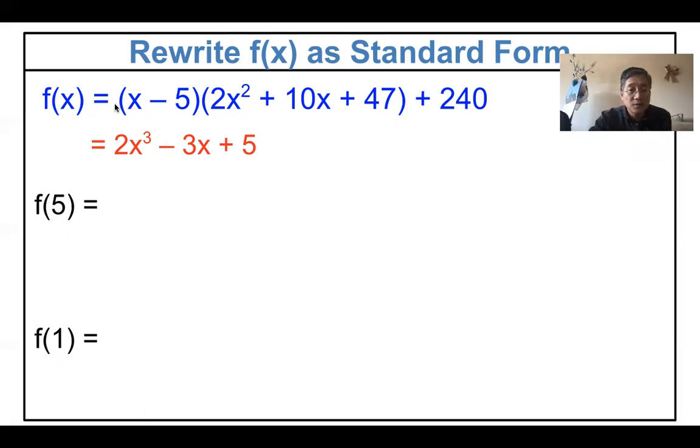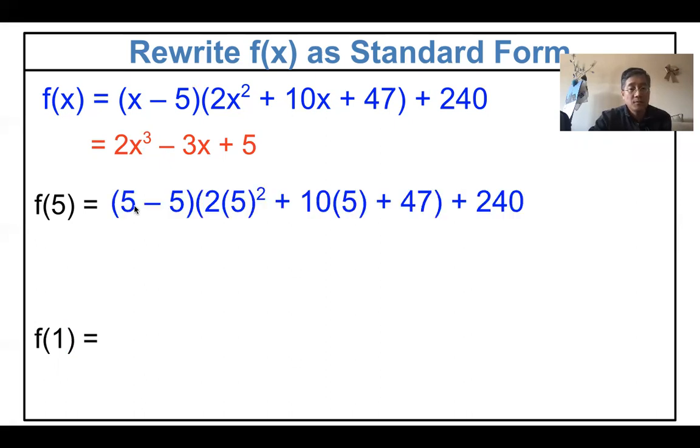So now we know that the first one and second one are equivalent. So you can use either one. Let's try both of them. If you use the first one and plug x equal to 5, 5 minus 5 times (2 times 5 squared plus 10 times 5 plus 47) plus 240. No matter what this part is, we know that the first parenthesis, take a look, is 0, right? So 0 times whatever it is becomes 0. So function value f of 5 is equal to 240.